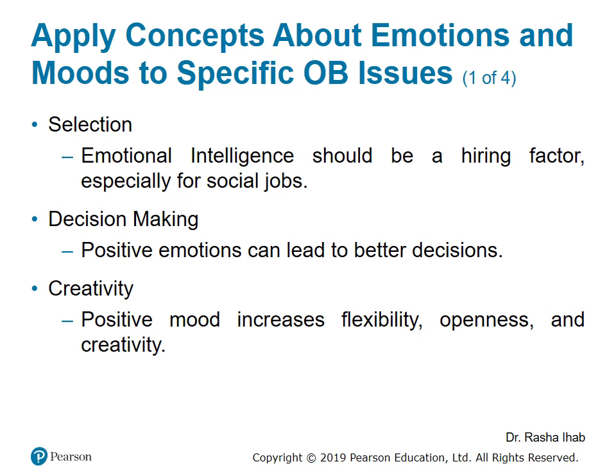The last part in this chapter is how to apply the concepts of emotions and moods to specific OB issues. First, in the selection of candidates that are suitable for specific jobs, emotional intelligence should be a hiring factor, especially for social jobs, jobs that involve interaction with people inside the organization, employees that are going to interact directly with people. They have to have emotional intelligence. They have to know how to regulate their emotions, how to show their emotions in a suitable degree, and how to interact with people. So when you are selecting candidates to work in social jobs, please don't forget the idea of social intelligence in your selection criteria.